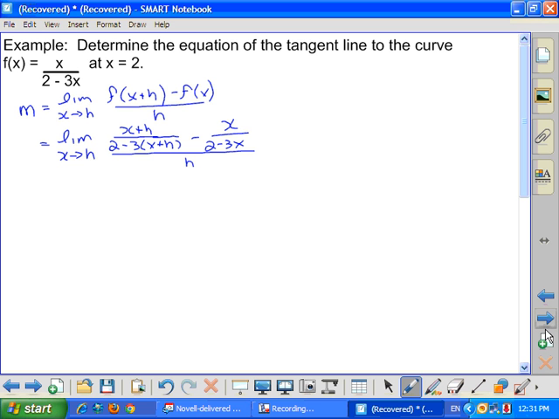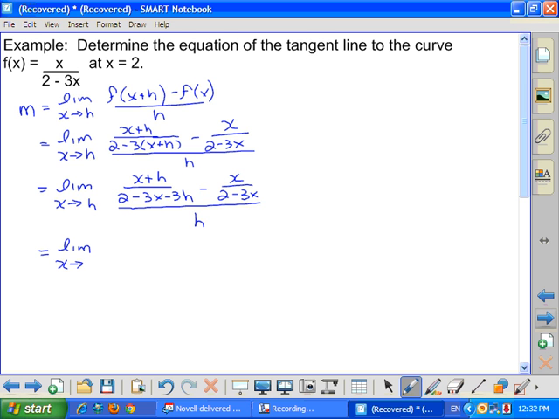but what you'll find is this does clean up a little bit. It does take some space though. So I've got to clean up that first denominator. So I have x plus h over 2 minus 3x minus 3h, minus x over 2 minus 3x, all over h. Need to get a common denominator. What we do is we try not to make this too hard on ourselves.